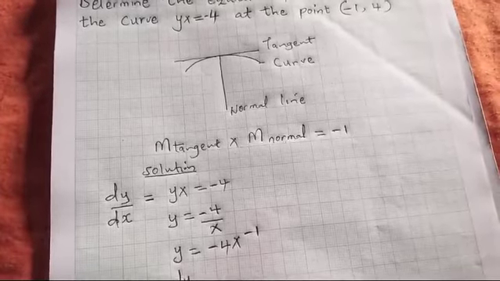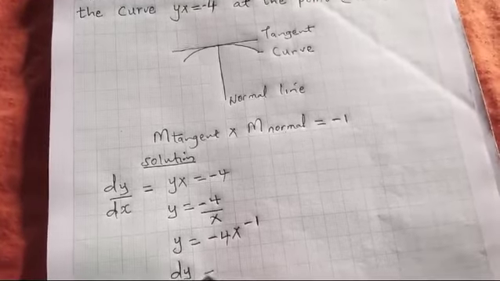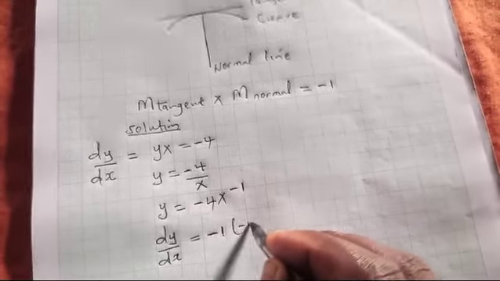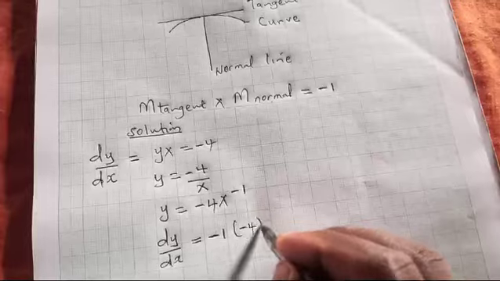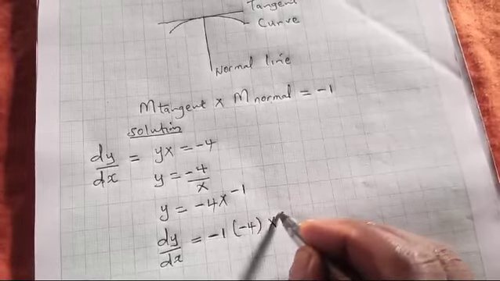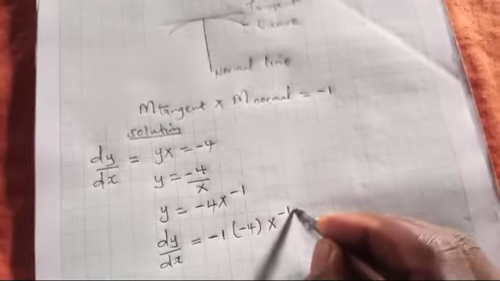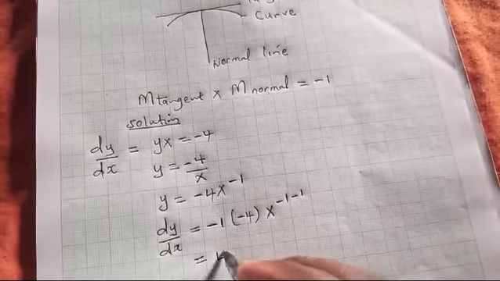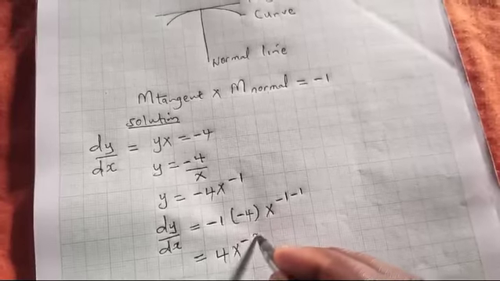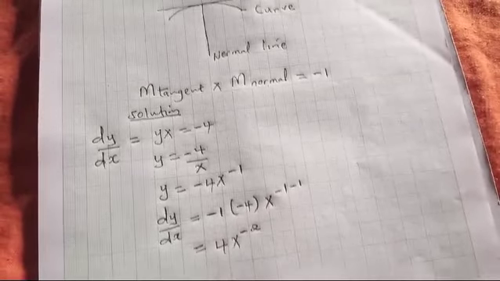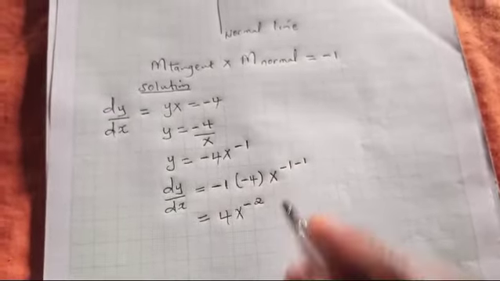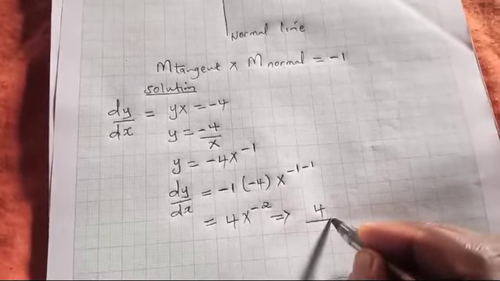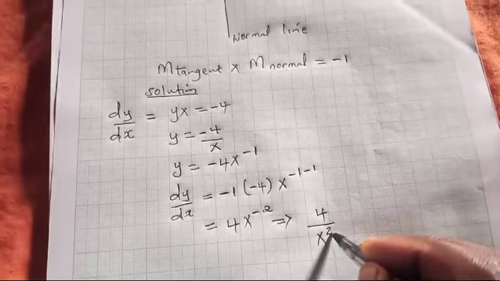Now let us find the derivative. dy/dx is equal to -1 multiplied by -4, then x to the power -1, less 1. We are going to have 4x raised to -2. This is our dy/dx. We can as well rewrite this and say this is the same as 4 over x raised to power 2.